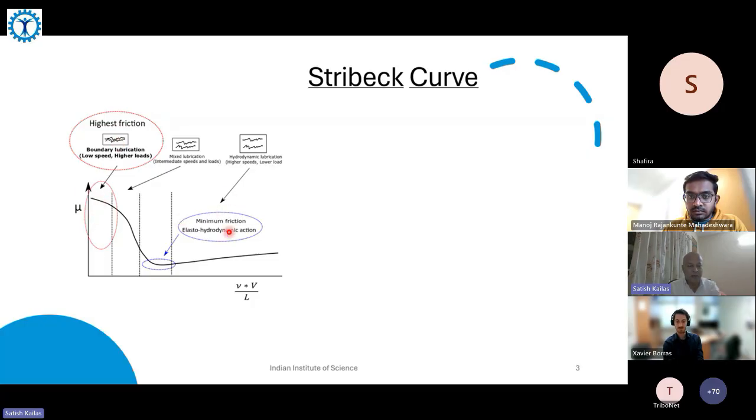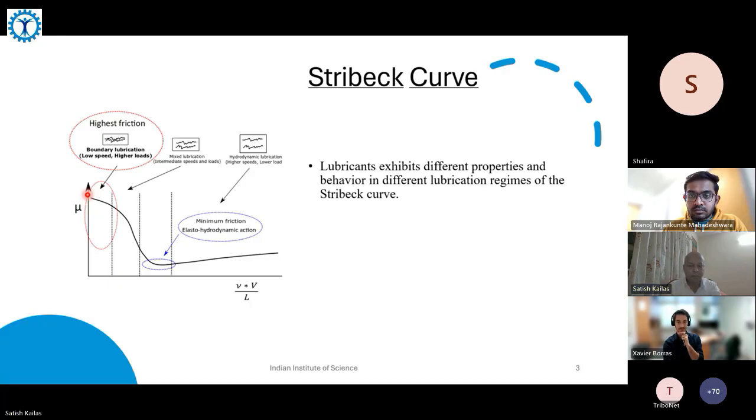While the other regions have been quite well understood, it is this region that makes studying it very important. And remember, in any tribo system, you will always have a start-stop cycle. If you take, for example, an IC engine, you will always have boundary lubrication at the top dead center and the bottom dead center.